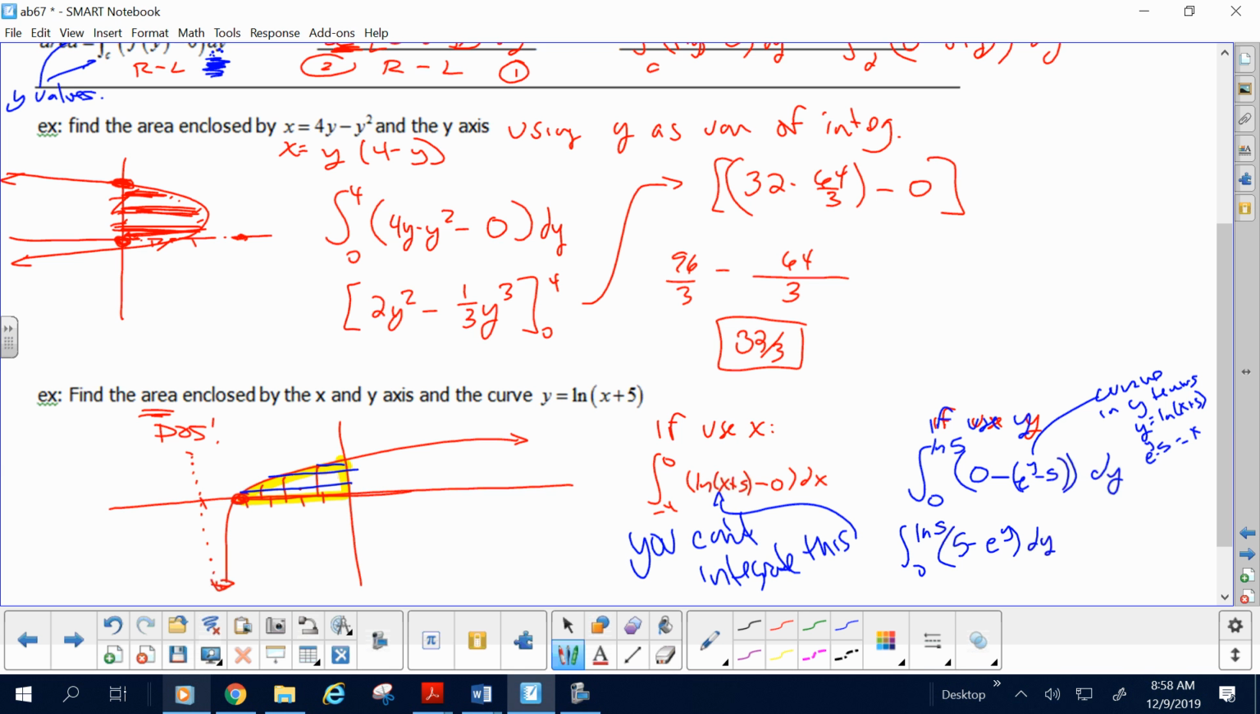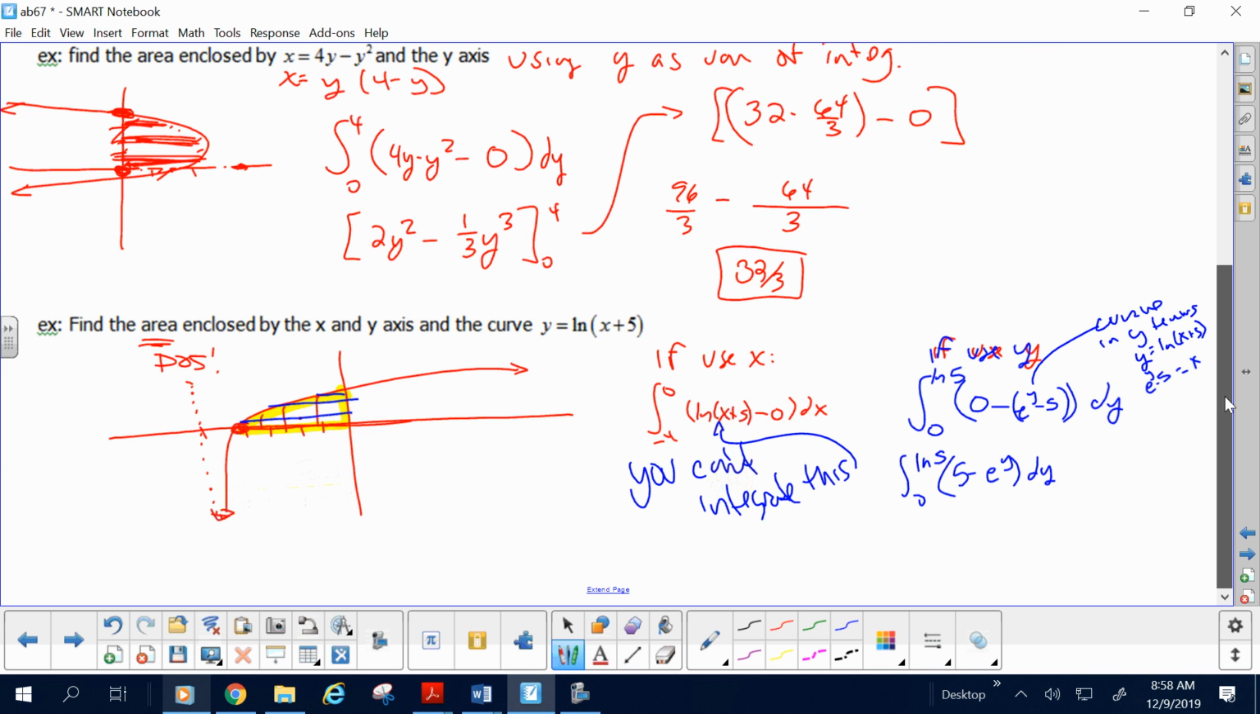I can, but you can't, okay? In January, however, you will be able to, we'll get there. But the problem is that you're kind of stuck there. If you go x, then there's nowhere to go. You're just done. You can't do it. If you go y, can you integrate that? Yes. Yeah, easy to integrate.